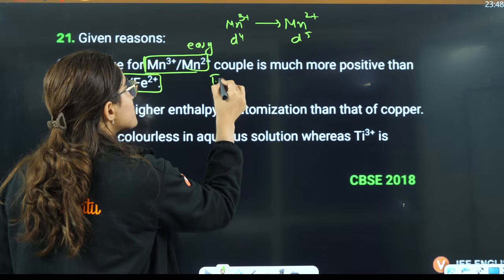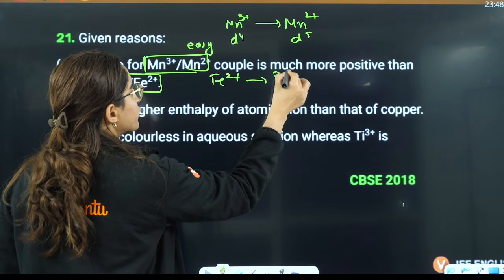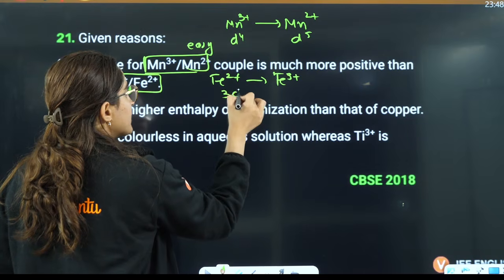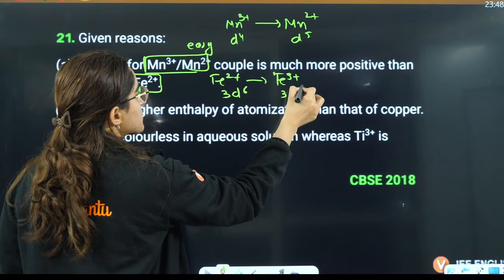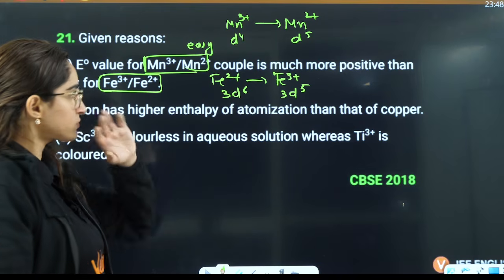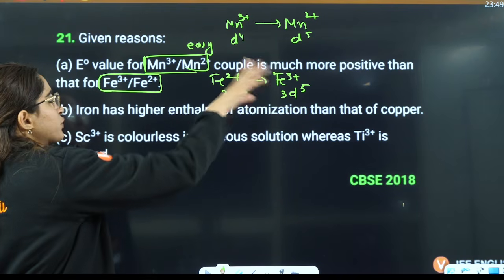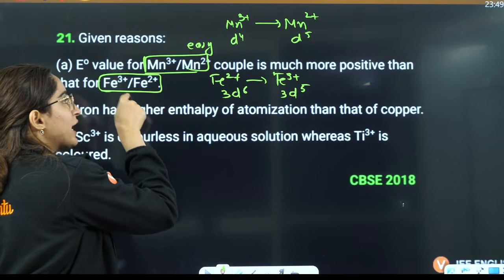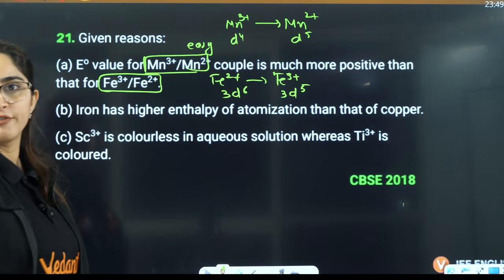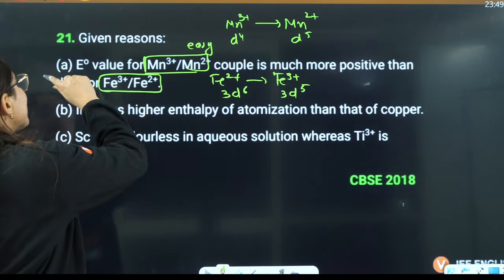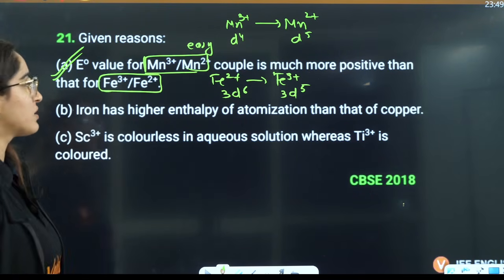That means the opposite one will be easy. 2 positive to 3 positive will be easy. 2 positive is 3d6 and 3 positive is 3d5. So it is here getting converted from unstable to stable. So 2 positive to 3 positive will be easy and that is why 3 positive to 2 positive will be tough. That is why this is negative, right? Easy, tough, that's all you have to do. And this is a very highly asked question.